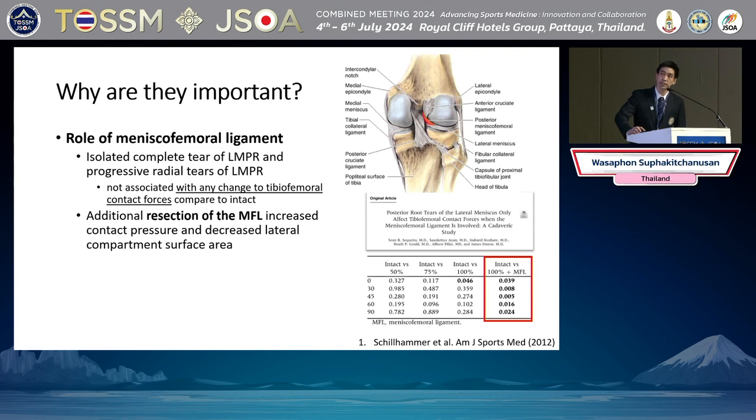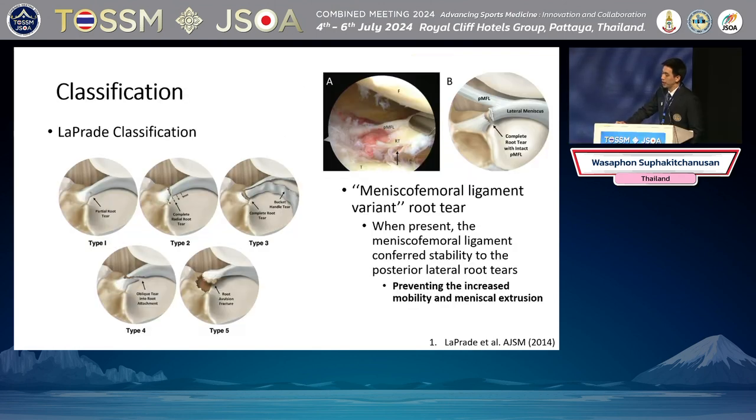its importance. As we see in LaPrade's classification, which is popular in meniscal injury, he included the meniscofemoral ligament variant root tear in type 2 of the lateral root. He also observed that when the meniscofemoral ligament is present, it confers stability to posterolateral root tears, preventing increased mobility and meniscal extrusion.